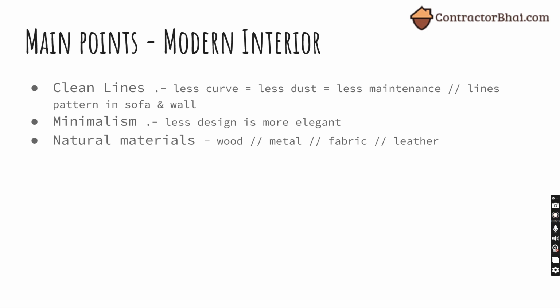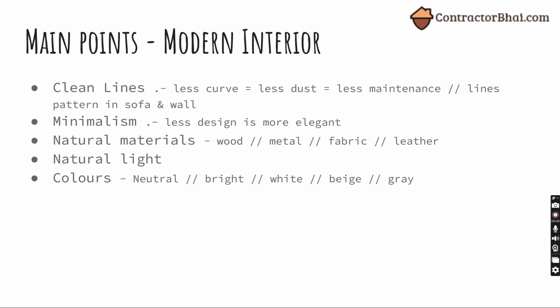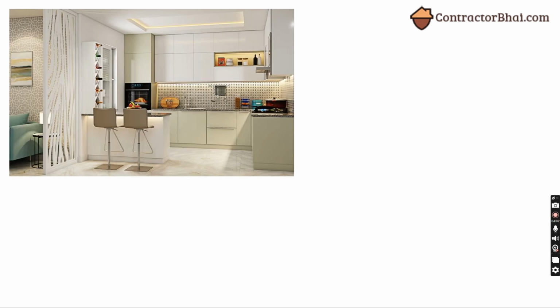In modern interior, there is a lot of usage of natural materials: wood, metal, fabric, leather. There is a lot of importance to getting natural light. All your windows, balconies, doors, all the sources of natural light, you shouldn't block them. You should try to utilize as much natural light as possible. Colors are very easy on the eyes. They are neutral, bright, some shade of white, beige or grey. Beige means something creamy, some shade of creamy brownish color.